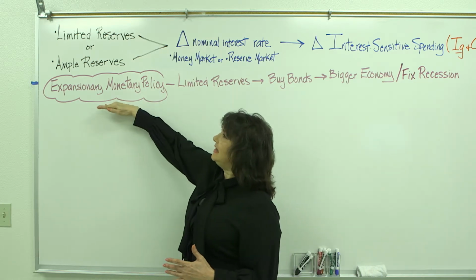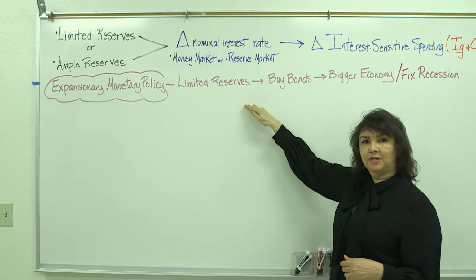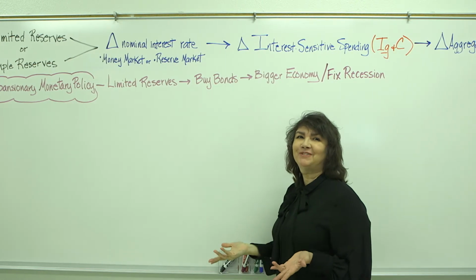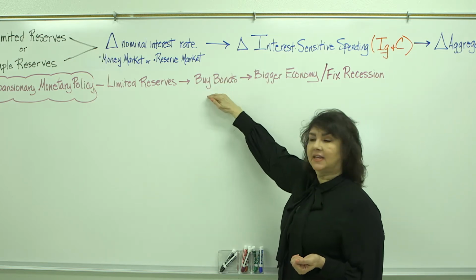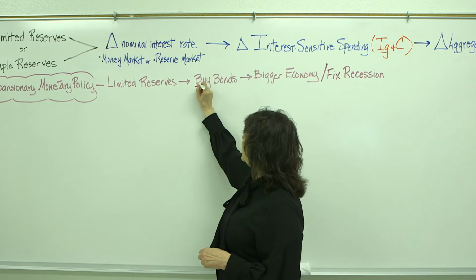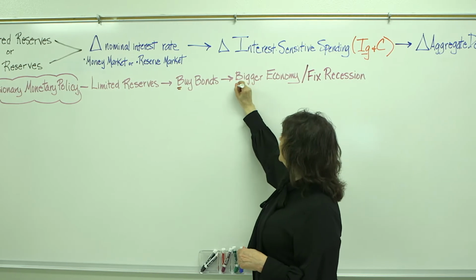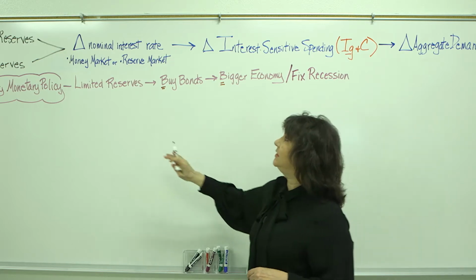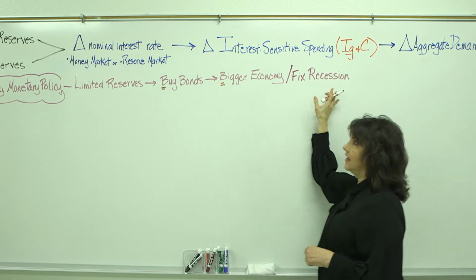All right, we're going to begin then by looking at expansionary monetary policy. When you're looking at expansionary monetary policy, I could be looking at the limited reserve system or I could be looking at the ample reserve system. In limited reserves, we're going to start with that. In limited reserves then, remember that you're going to use open market operations, which means that we're going to buy bonds. So remember, we're going to associate the B with buy with the B in bigger. So if we're trying to make the economy bigger, we're going to buy bonds using the limited reserves system. That's what's going to fix the recession.